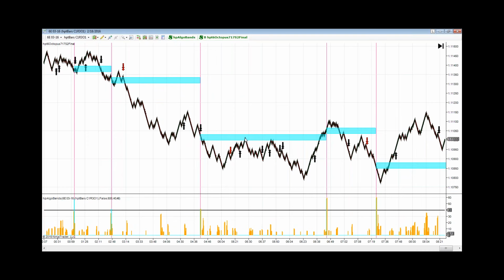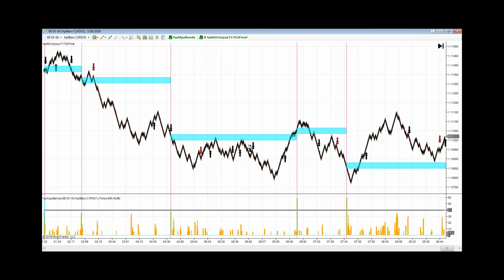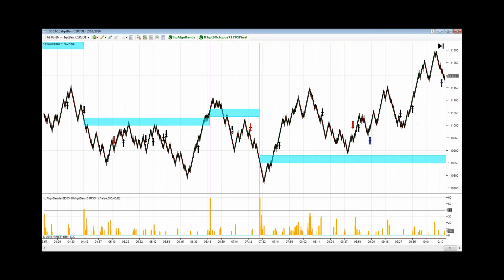So when you retrace back to the band, you can get an entry as you break down below. Same thing here, down below. And then notice on the way back up, we had a long entry, and then eventually out here, short, short, and long.